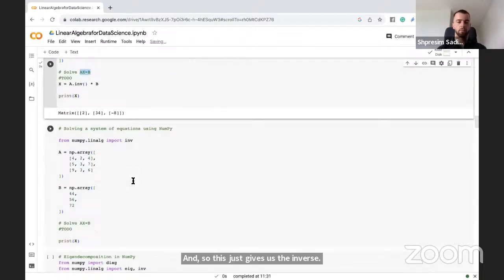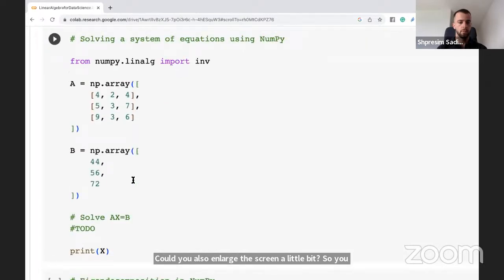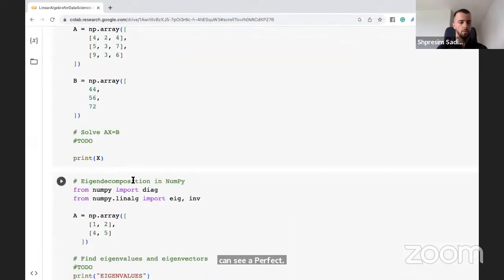But could you also enlarge the screen a little bit so people can see a bit more clearly? Perfect, thank you. Okay. All right.